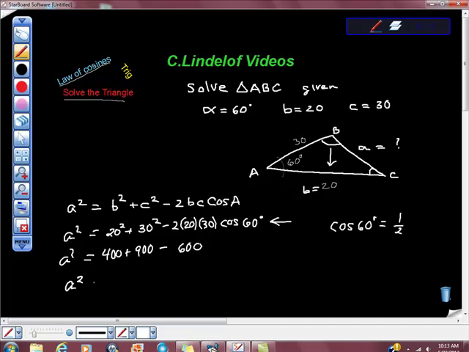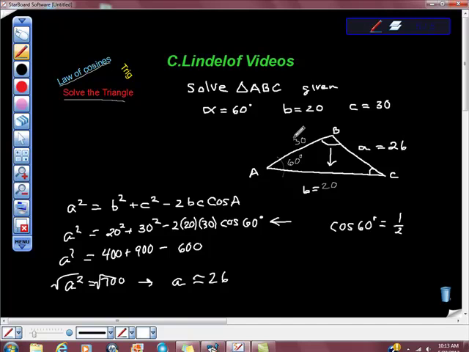So A squared is equal to 700. Therefore, take the square root of both sides, and we get A is approximately equal to 26. This is the square root of 700, so it's 26 and change. You ask your professor how he or she wants you to do that math, but I'm going to put 26 there. So what does that leave us with?